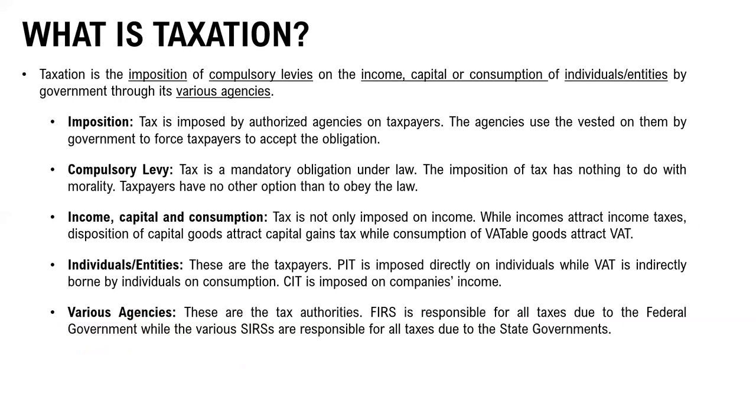What is taxation? Taxation is the imposition of compulsory levies on the income, capital, or consumption of individuals and entities by government through various agencies. So it is broken down into imposition. Tax is imposed by authorized agencies on taxpayers, mostly the federal, the state, and the local government, right? And these agencies use the authority vested on them by the government to force taxpayers to accept this obligation.